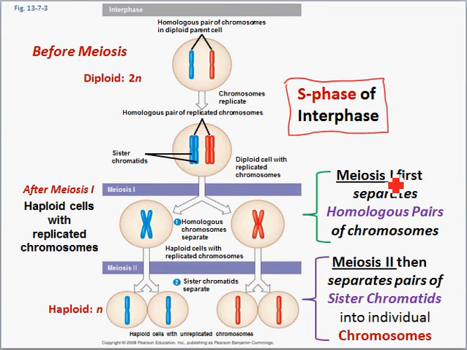Then in meiosis I, homologous pairs of chromosomes separate. So here we have a blue chromosome 1, a red chromosome 1. They're going to separate into their corresponding daughter cells, okay? And so this cell gets one chromosome 1, this one gets the other chromosome 1, okay? So the key here is for meiosis I, homologous pairs are separating. And then in meiosis II, the sister chromatids separate.